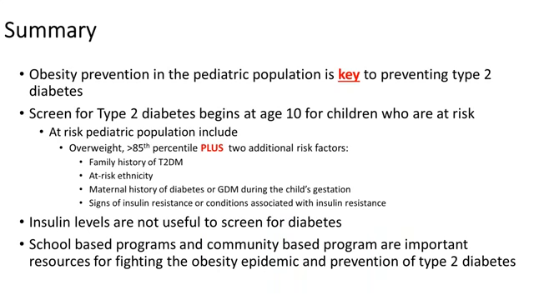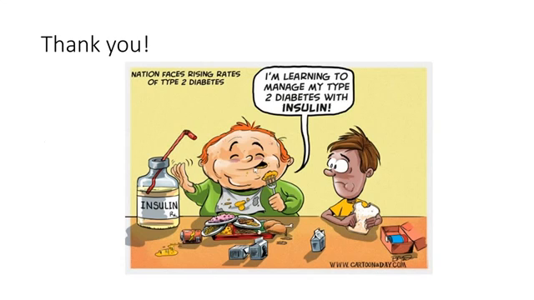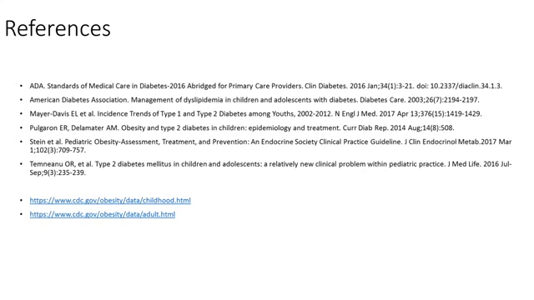So in summary, regarding obesity in the pediatric population, what is key is making sure you identify who's at risk. Remember your risk factors, and insulin levels are not useful to screen. And school-based programs and community-based programs can be important for fighting this obesity epidemic. Those are my resources. Thank you, everyone. And I'm going to move to Andrea Vittori for the next part of our presentation.